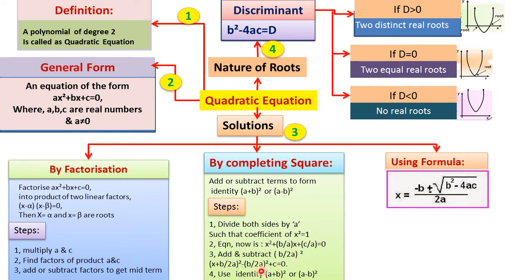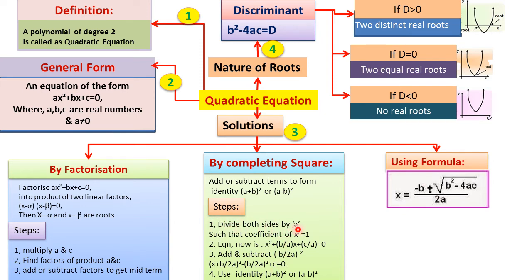So we have to add and subtract (b by 2a) whole square to the quadratic equation, and then we have to try to bring it to this form: (a plus b) whole square or (a minus b) whole square, and that's how, equating it equal to 0, we will be able to find the roots. So this is the method. So what is that method?